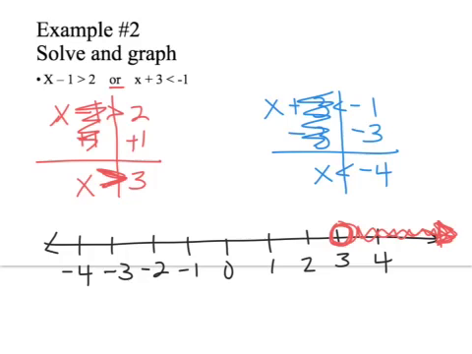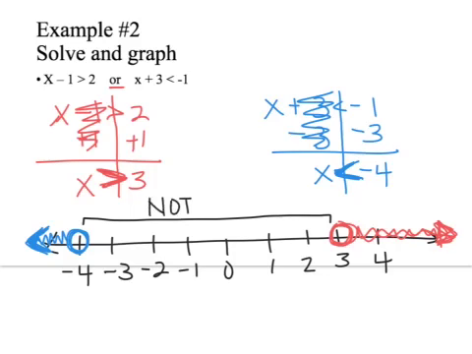Then in blue I have x is less than negative 4, so I have an open circle. Less than goes to the left. Also, this looks like an arrow pointing to the left, so I'm going to point this arrow to the left. So my answer is all the numbers smaller than negative 4 or all the numbers bigger than 3. The only thing that's not an answer is this middle chunk. These are not answers, but anything in blue can be an answer: smaller than negative 4, and anything bigger than 3 can be an answer.